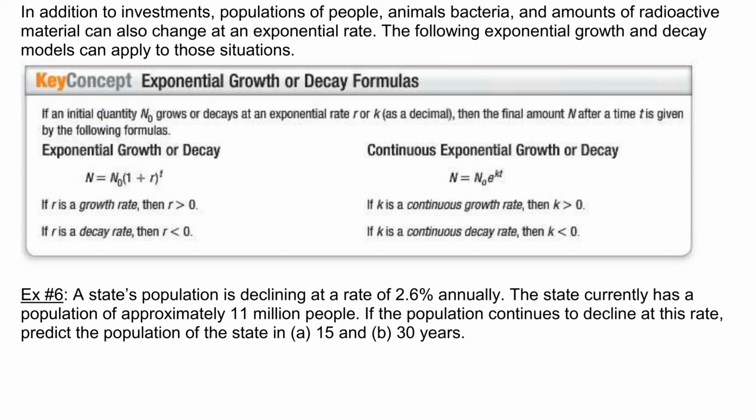So, in addition to investments, populations of people, animals, bacteria, and amounts of radioactive material can also change at an exponential rate. So this is for people, animals, bacteria, things that have a single number, right? You can't have half a person. I know, you'll fight me on it. What if someone doesn't have legs? Whatever. I'm just saying, you do a problem on your homework, 200.5 people? No, 201. Round to the nearest number. You guys know how to round.